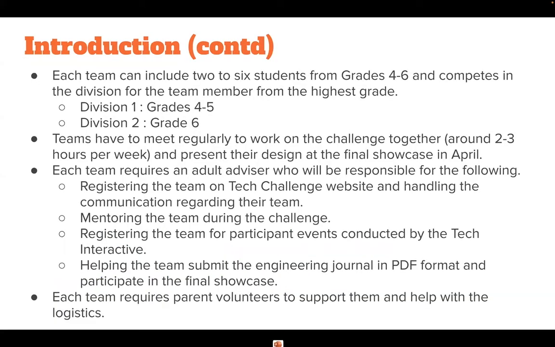Now, regarding the teams, each team can have between 2 to 6 students from grades 4 to 6 in Sinnott, and it will compete in the division for the team member having the highest grade. So division 1 will be grades 4 to 5, and division 2 is grade 6. If your team has at least one student who's in grade 6, they will compete in division 2. If all the students in your team are in grades 4 to 5, they will be in division 1.